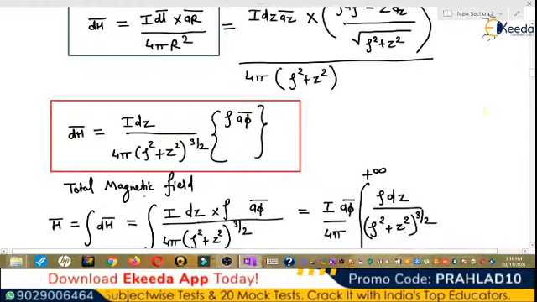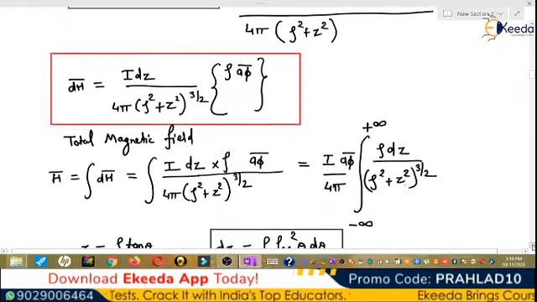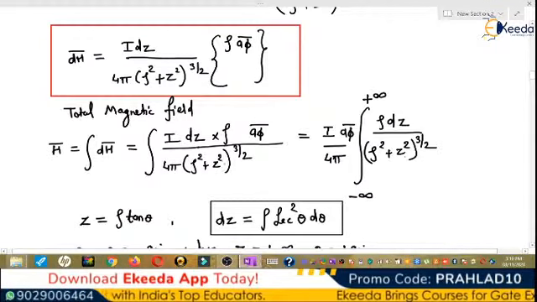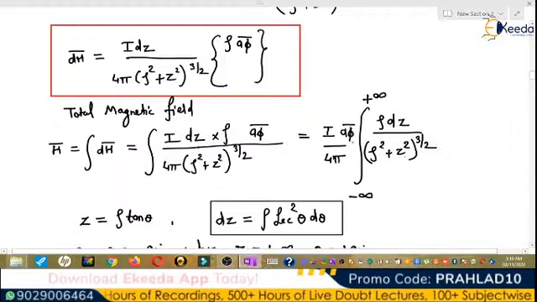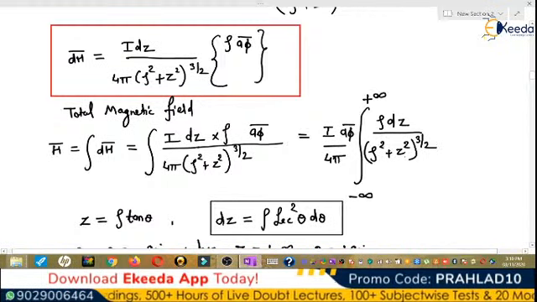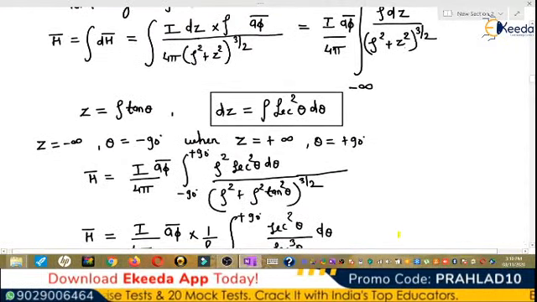So the total magnetic field H is the integration of dH vector. So it is I dz into rho a phi by 4 pi, rho square plus z square to the power of 3 by 2. So I upon 4 pi a phi, we will integrate it with the limit of minus infinity to plus infinity. So I by 4 pi a phi, rho dz upon rho square plus z square to the power of 3 by 2. Let z be rho tan theta. So dz is rho sec square theta d theta.